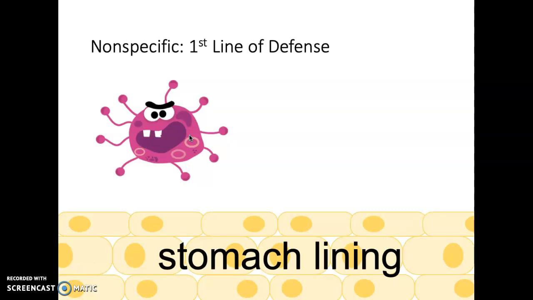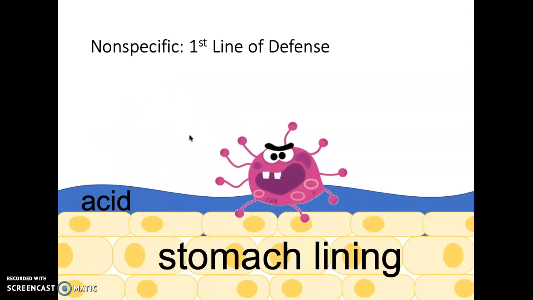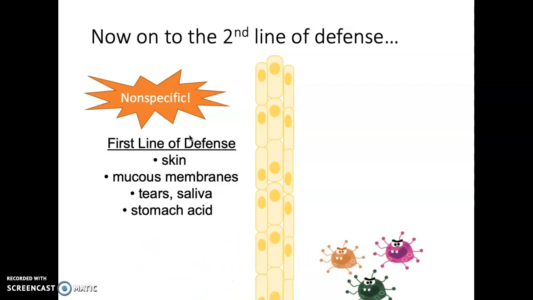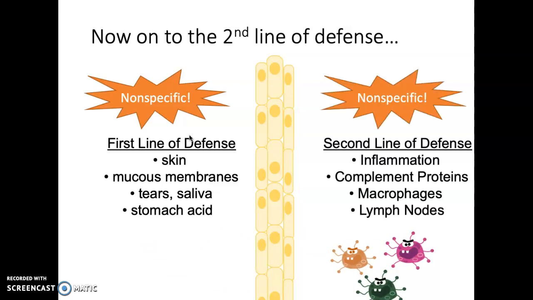And another big line of defense in the first tier is the acid in our stomach, which simply dissolves those pathogens along with food that we've ingested. So those are the major hitters of the first line of defense. They're external barriers to invading pathogens. And then once they do get in, because yes, they will get in, we have a second line of defense that's still not specific, including the complement proteins, macrophages, lymph nodes, and the process of inflammation.